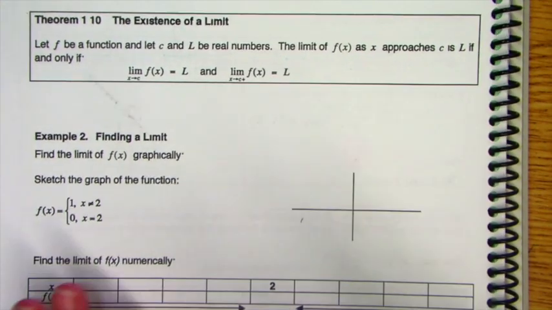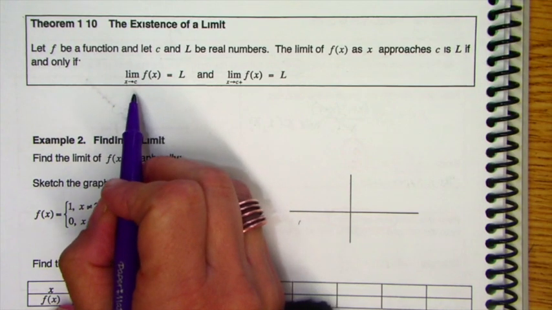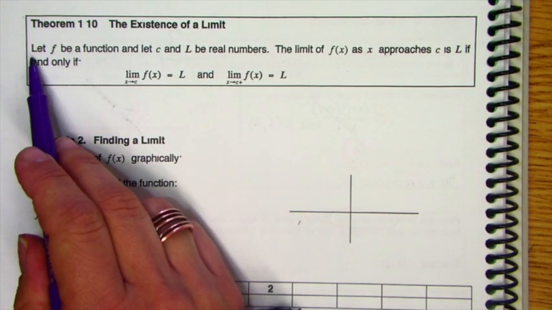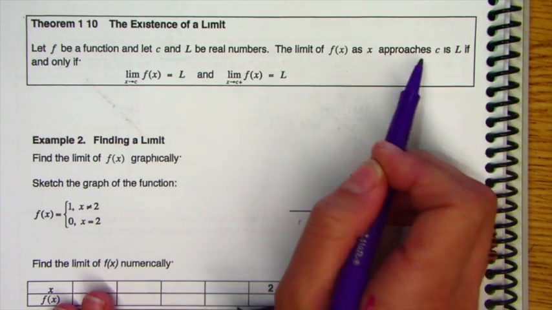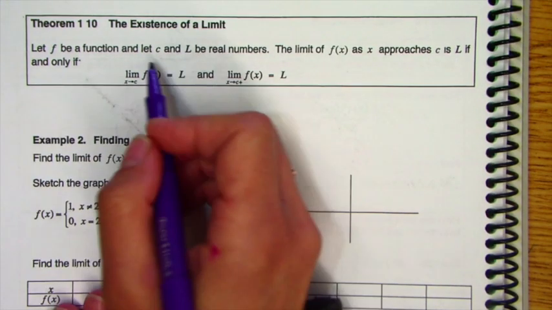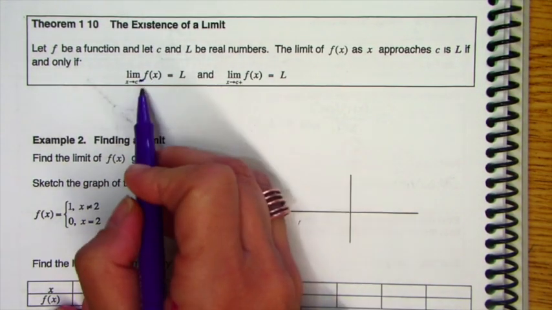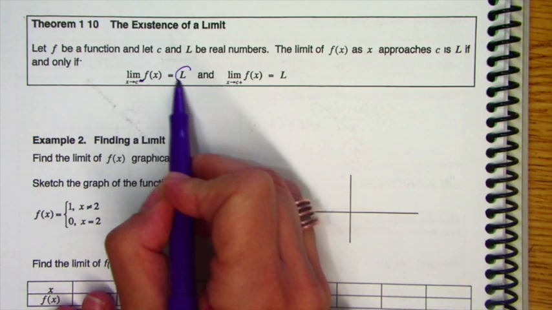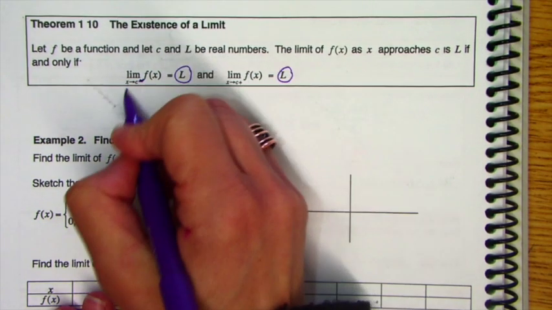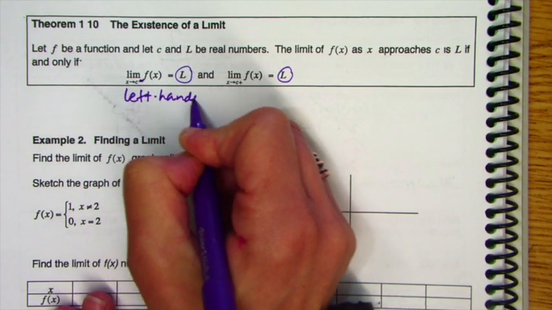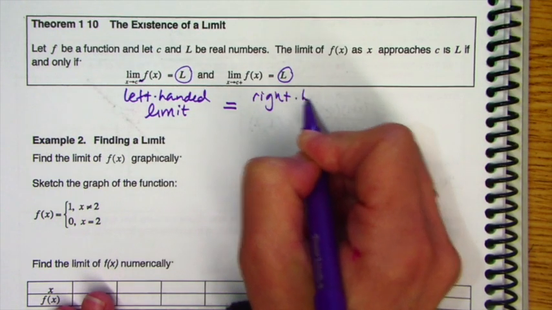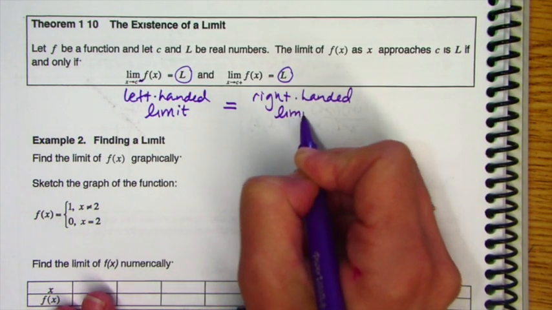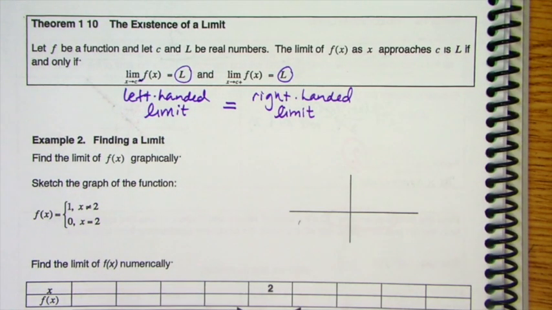Next part, the existence of a limit. This is what I just talked about. All that this is saying, and you know what, there's a little typo here. Let f be a function and let c and L be real numbers. The limit of f of x as x approaches c is L if and only if, now this is supposed to have a negative right there, from the left it's equal to L and from the right it's equal to L. So what I'm saying is that my left-handed limit must equal the right-handed limit. And if those aren't equal, then you don't have a limit. The limit does not exist.